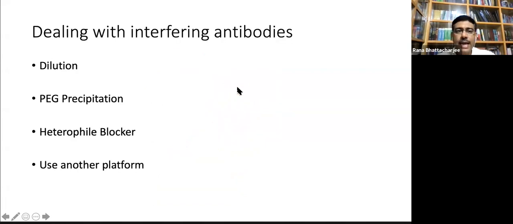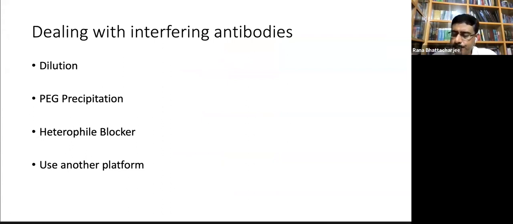Now, how to deal with that? You can dilute the sample, so you can measure the non-linearity. You can use PEG precipitation so that you can precipitate this kind of antibodies. You can use a heterophile blocker. This is something that is very commonly used in commercial assays nowadays. So for all practical purposes, the result that we get is actually minimally affected by the heterophile antibody.